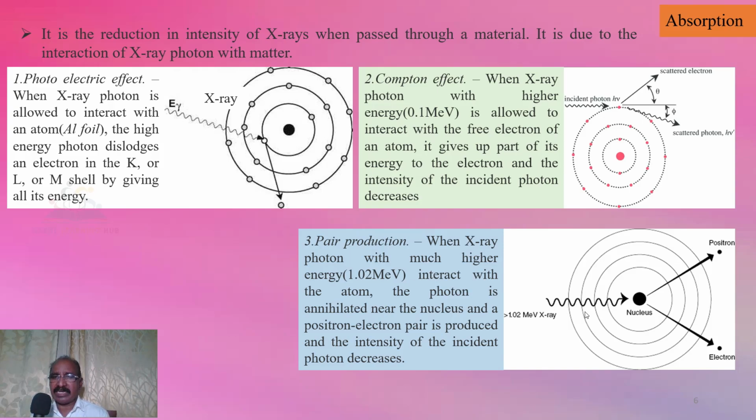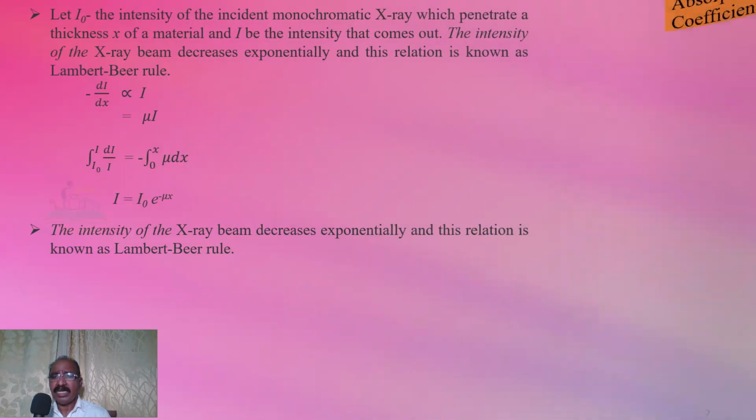So now here the X-ray photon is absorbed by the nucleus and a positron and electron pair is produced, which is in the form of matter. This is called the pair production, and these are the three absorption phenomena of the X-rays. Now we can study something about the absorption coefficient. What is meant by absorption coefficient?